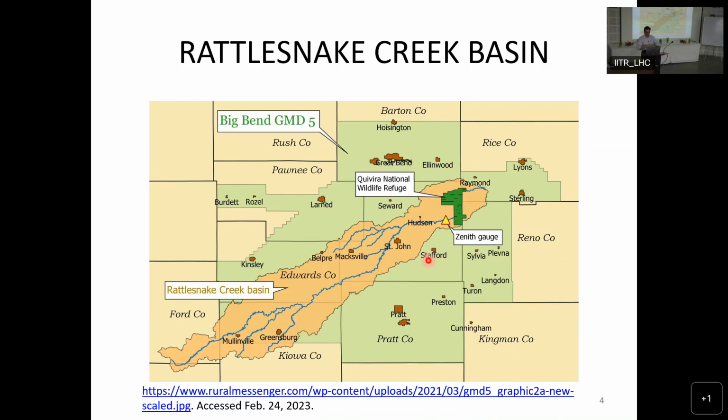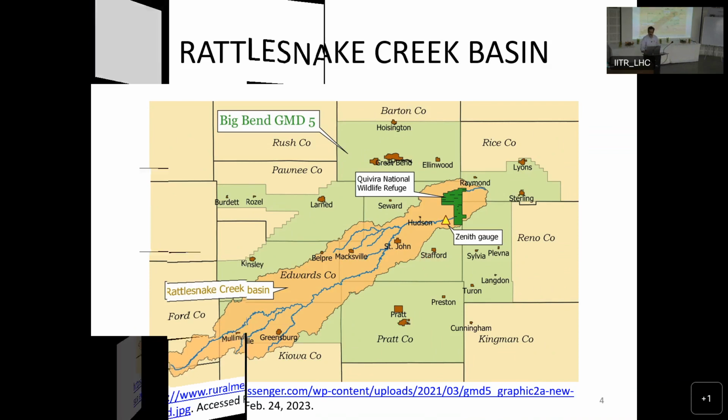The Rattlesnake Creek Basin sits on what is called the Ogallala Aquifer, which you might have heard of. In the central part of the US, it's a large aquifer which supplies water to Kansas and neighboring states, but like many other aquifers, it does suffer from overexploitation. So there's a lot of context to this problem.